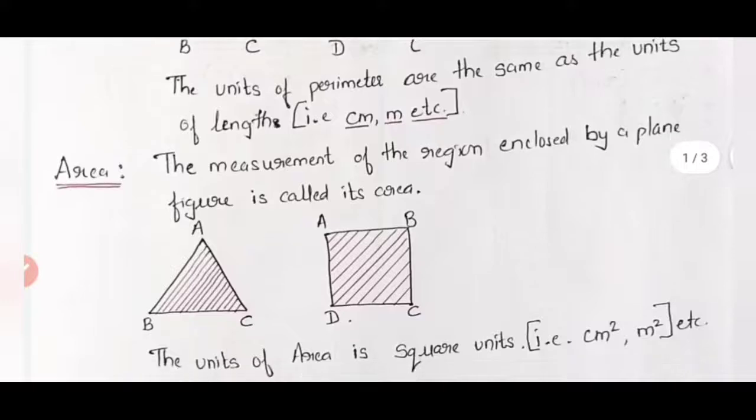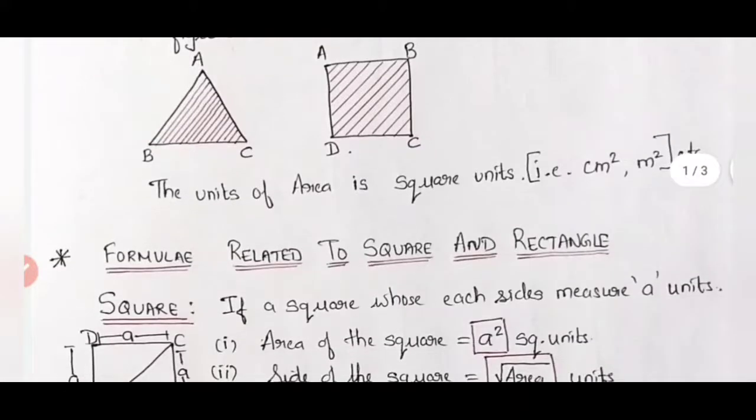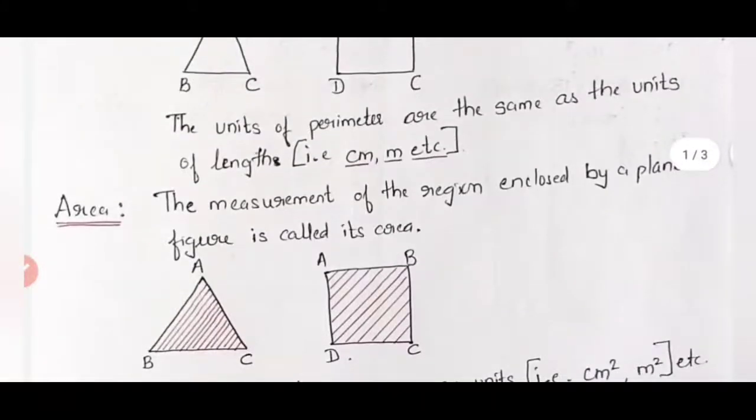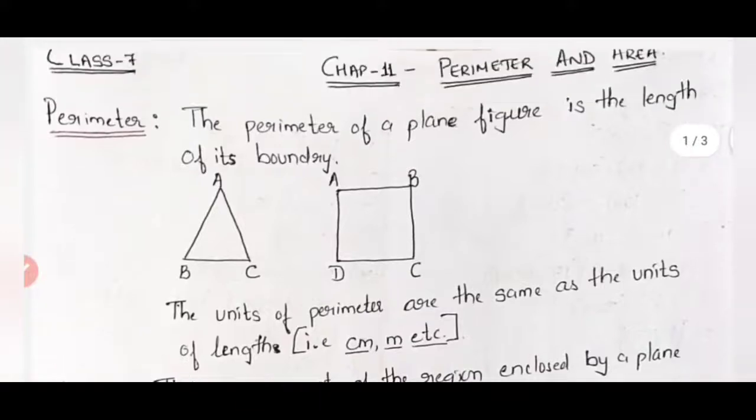I have also discussed the formula for finding areas, sides of square and rectangle. Also I have given the definition of area and perimeter. Hope you have understood this lecture. If not, please go through it once more so that you can understand it properly.